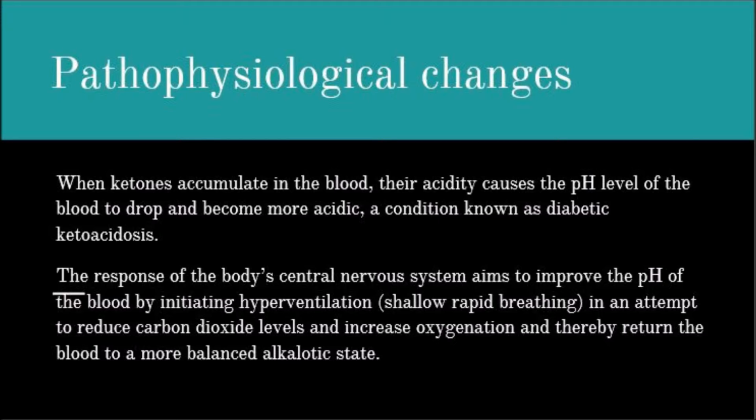The response of the body's central nervous system aims to improve the pH of the blood by initiating hyperventilation, shallow rapid breathing, in an attempt to reduce carbon dioxide levels and increase oxygenation and thereby return the blood to a more balanced alkalotic state.